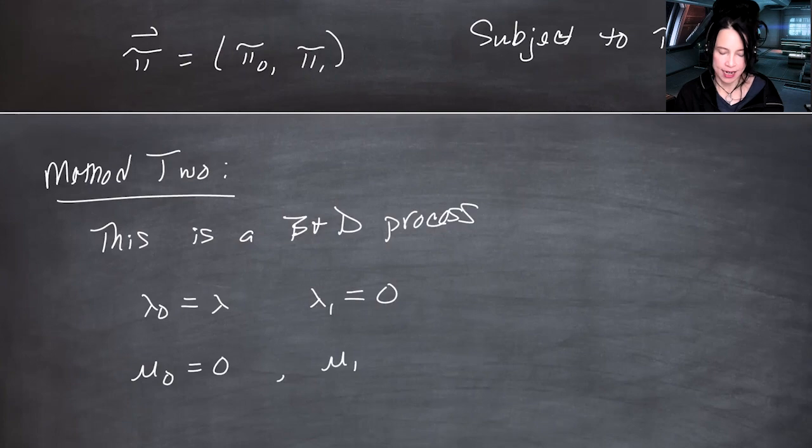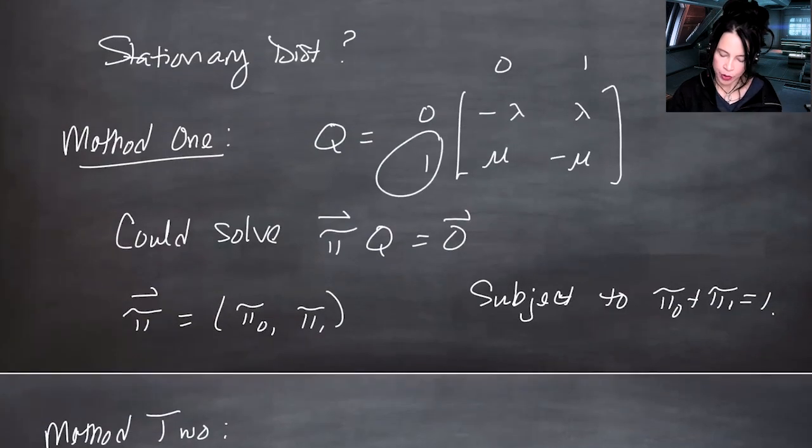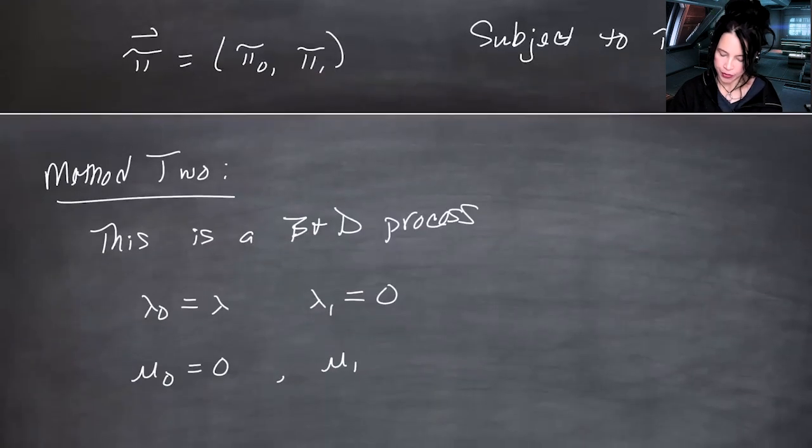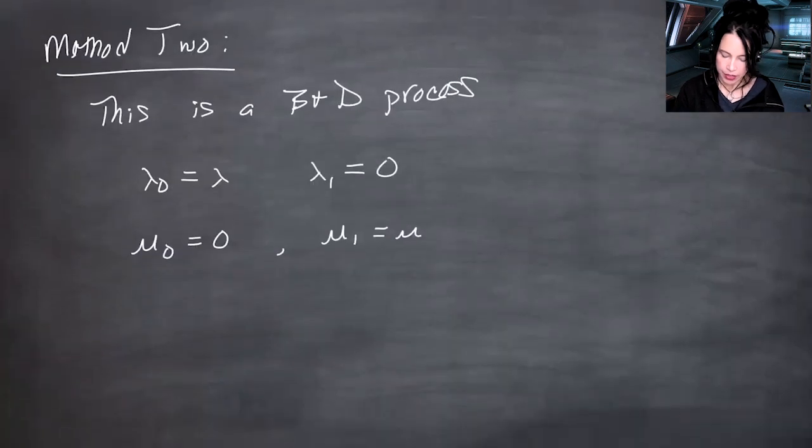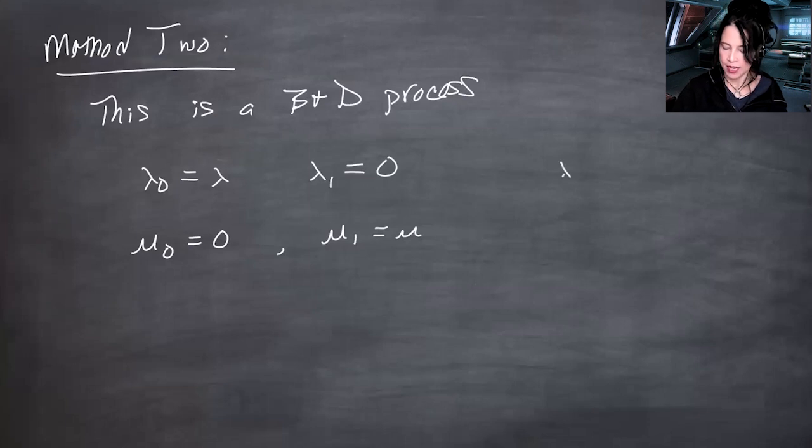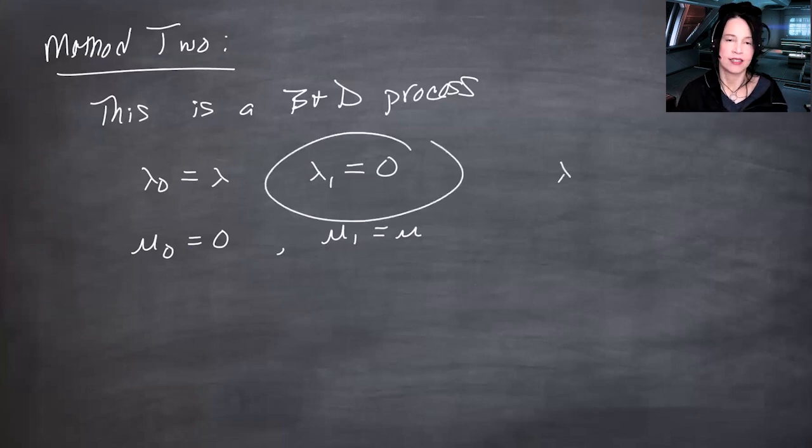If we're currently in state 1, we will go down to 0 with rate mu. So it's a restricted birth and death process, and you can include all the other states as long as you say lambda 1 is 0. That means you can't get up to 2, so you never have to consider values 2 or greater.